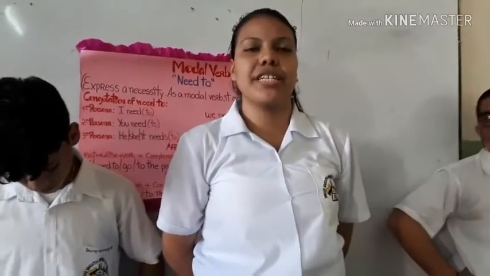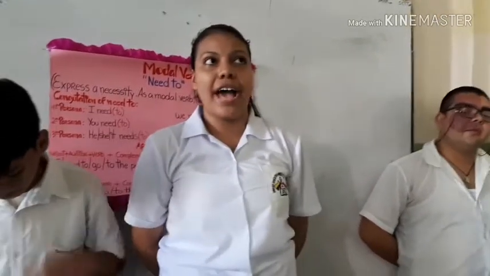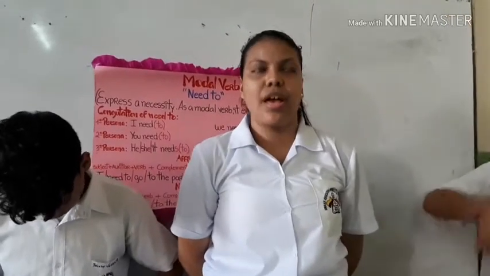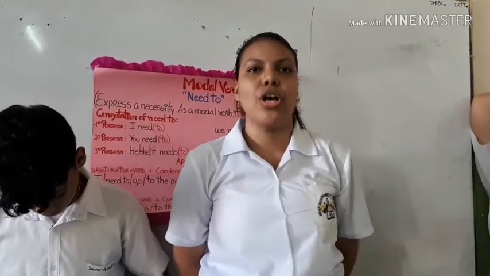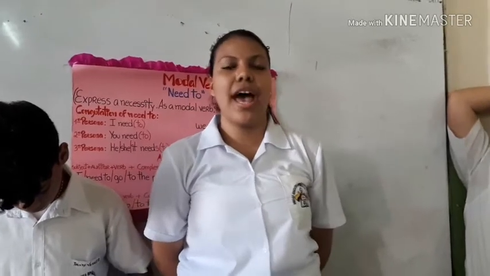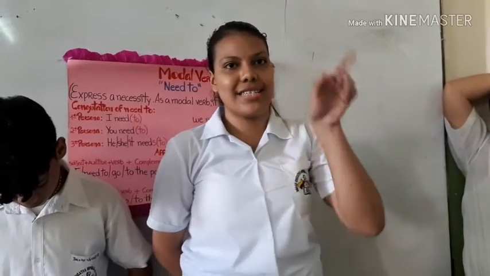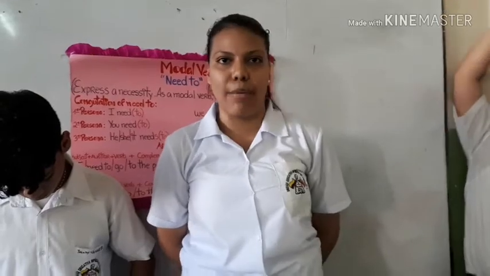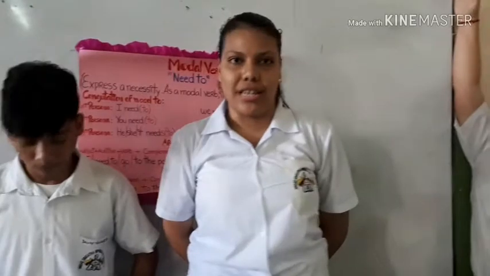Need to expresses necessity. It can be a modal verb and a full verb. Need to: I need someone or something. Conjugation of need to. First person, I need to. Second person, you need to. Third person, he, she, and it needs to, and the third person takes an s. We need to. You need to. They need to.